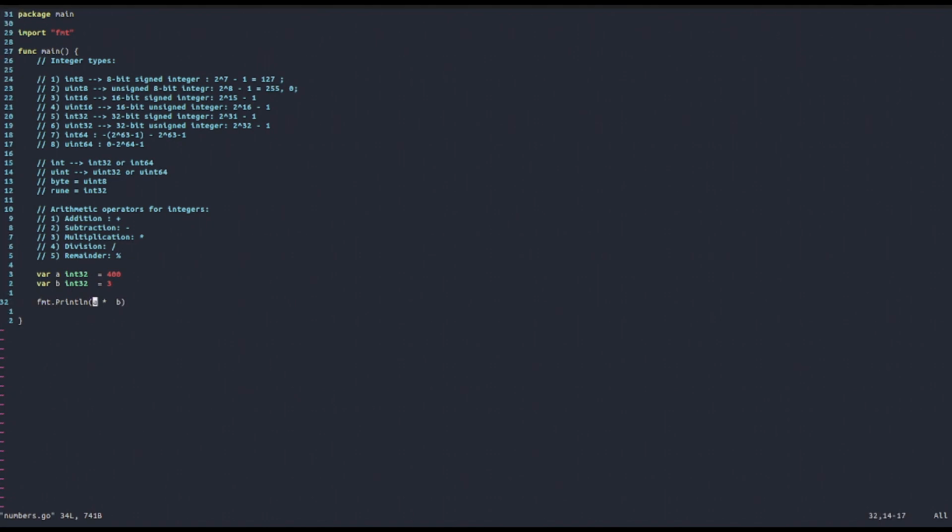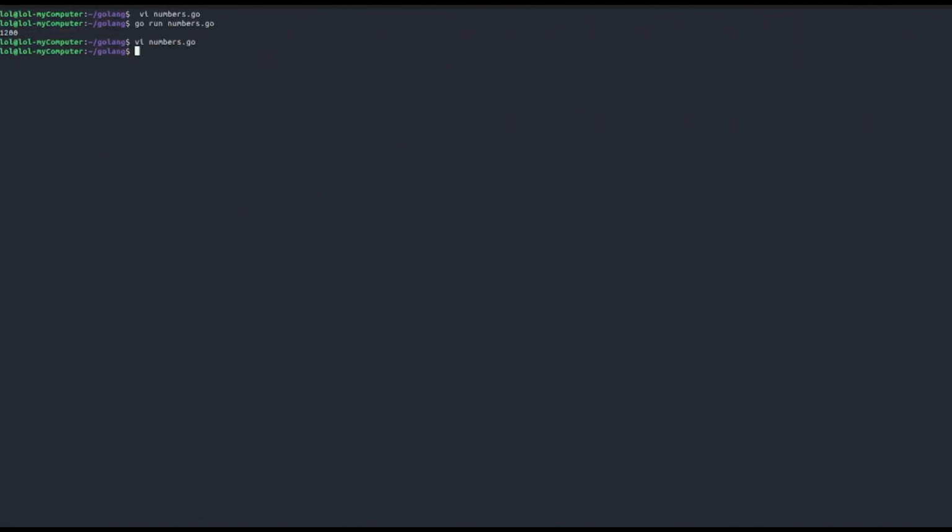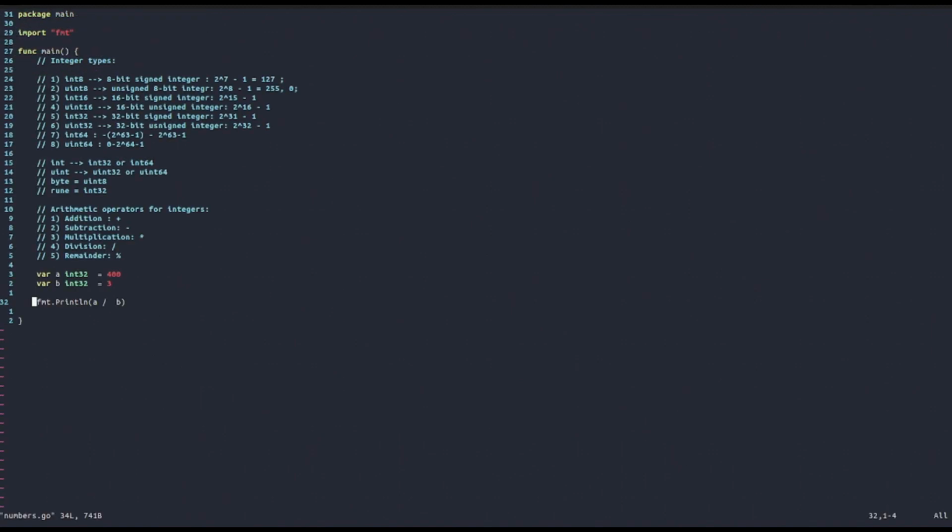But for division, I'm going to show you something. Look at this. We get an integer. And what does that mean? Because if you try to divide, for example, 400 by 3, then you get that this is not actually 133, but it's 133 point something. And well, then what is happening?